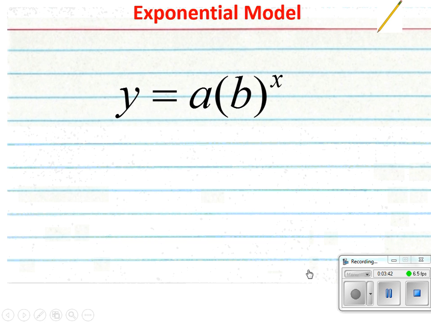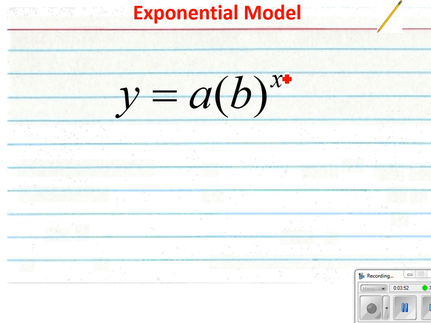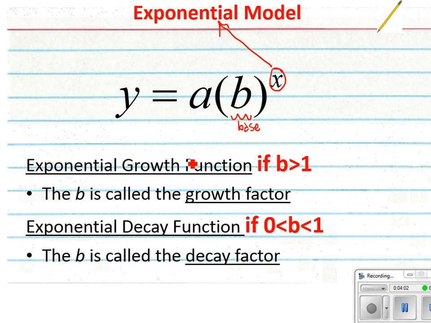So this is the exponential model for a graph. Okay, y equals a times b to the x power. Now the x is in the exponent. That's why we call it exponential graph. B is the base. Okay, so if you have a growth model, your b is going to be greater than 1. If you have a decay model, your b is going to be between 0 and 1. Now, if it's greater than 1, we call that a growth factor because it's going to grow by that factor.